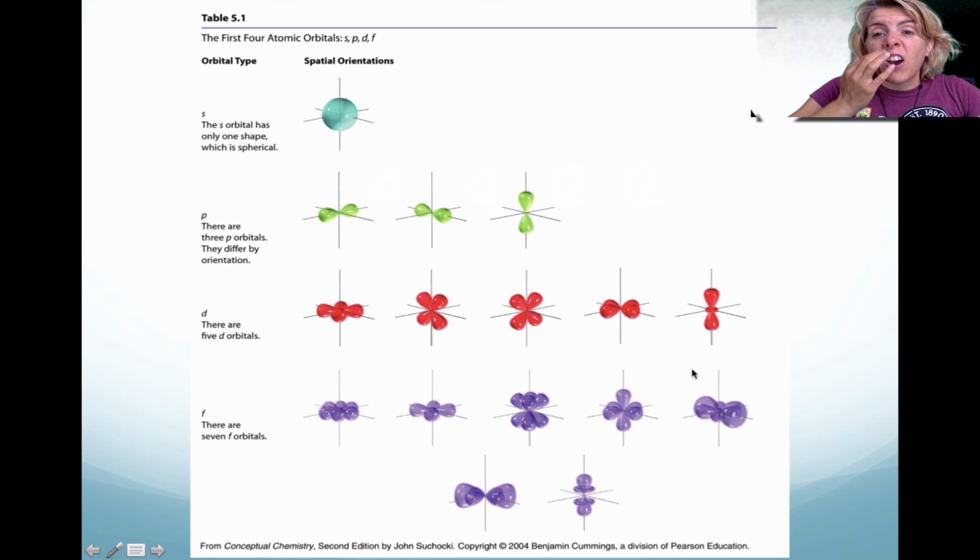So here we have drawings, and these are actually mathematical drawings of the probability of an electron occupying that space. So notice in the p orbital there are 3 orientations. It could be X, it could be Y, or it could be Z. And these are the spaces that the electrons occupy in those sublevels or those orientations. Notice that with d we have 5 possibilities, and with f we have 7 possibilities.